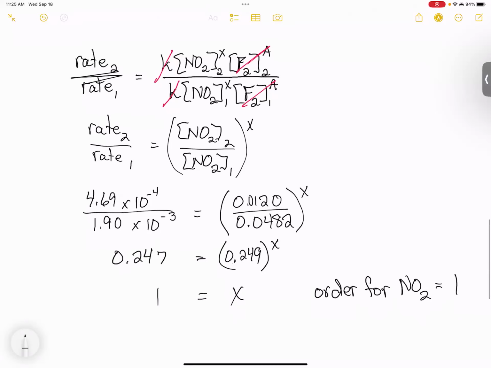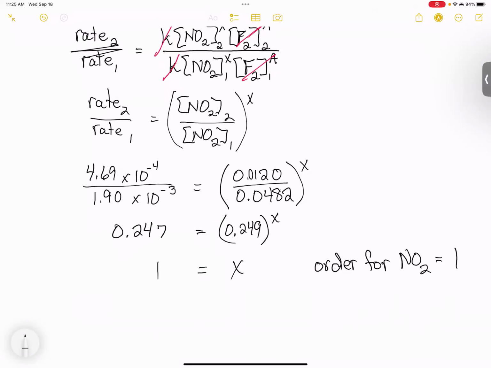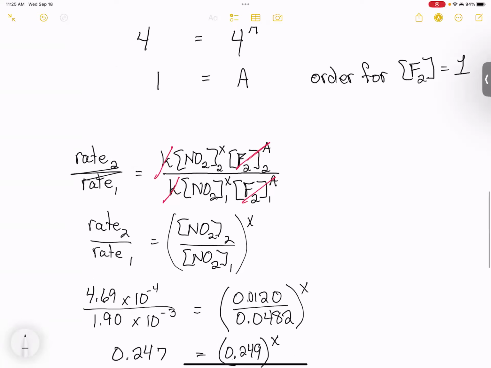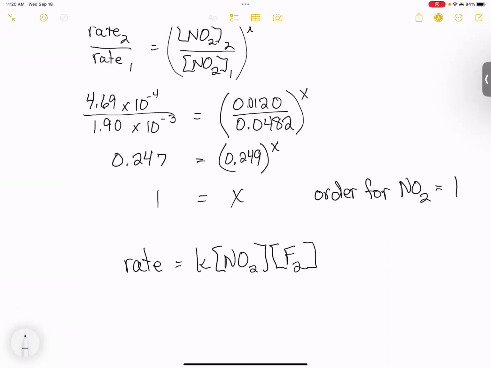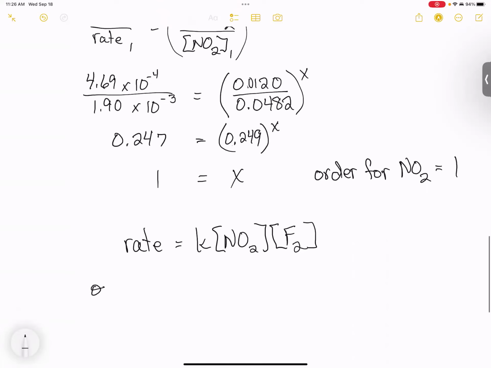Now that we know the order, we can write our rate law. The rate law for this reaction is equal to the rate constant times NO2 raised to the power of 1, which most of the time we don't show because if it's not shown, it's equal to 1, times F2 raised to the power of 1. So this is the rate law. The overall order is 1 + 1, or in other words, it's equal to 2.